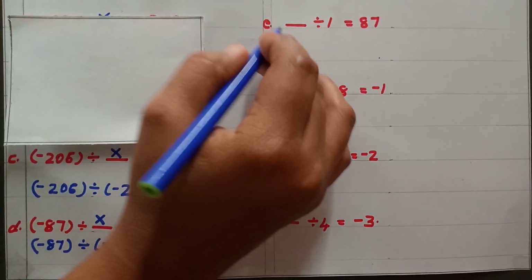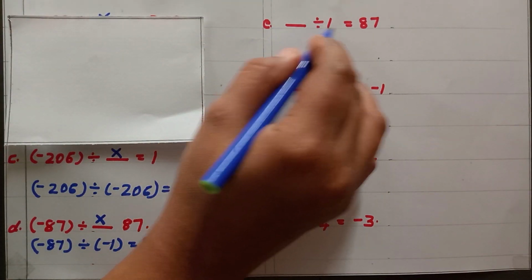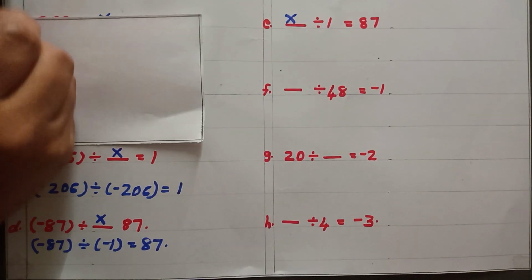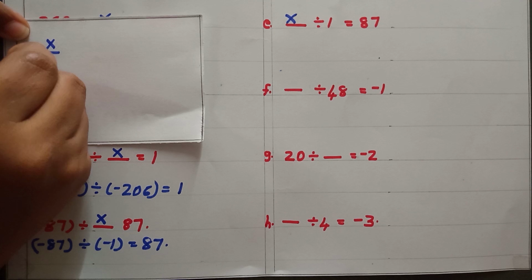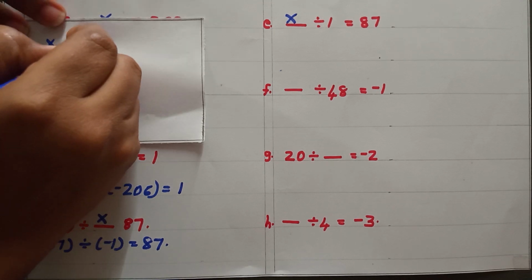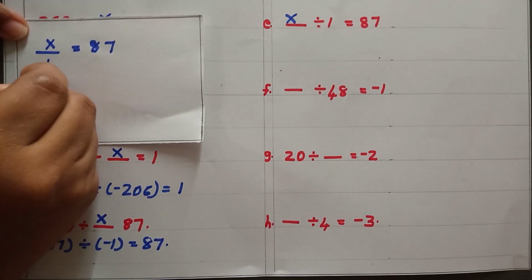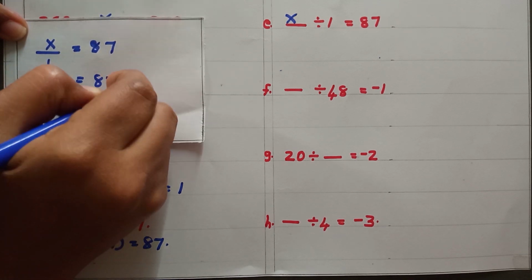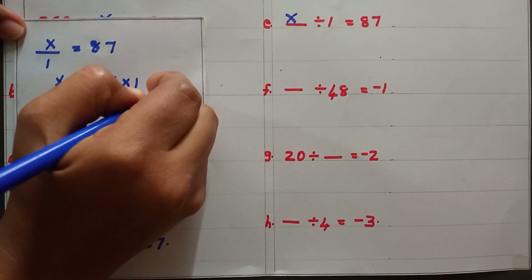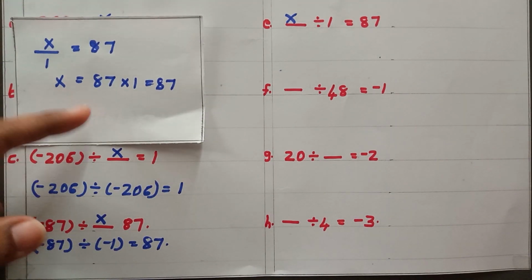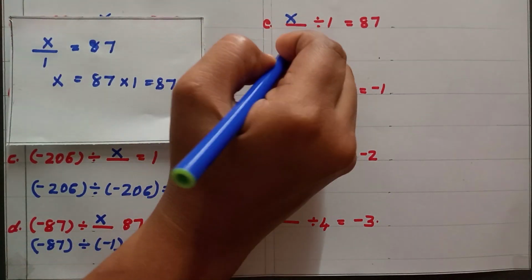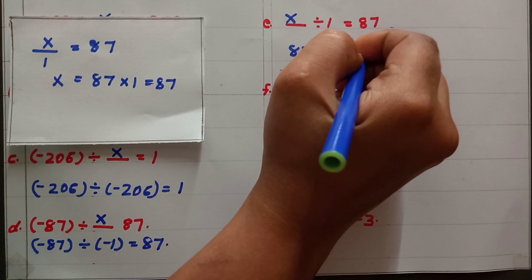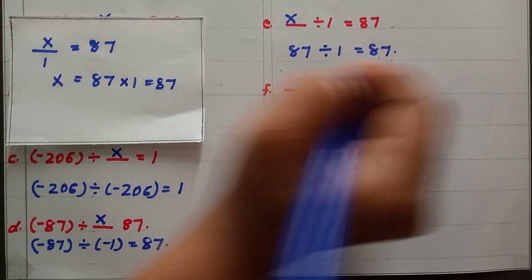Next one, dash divided by 1 equal to 87. Let this dash be x. So x divided by 1 equal to 87. X is equal to 87 into 1 equal to 87. So value of x is 87. So here we can write down 87 divided by 1 equal to 87.